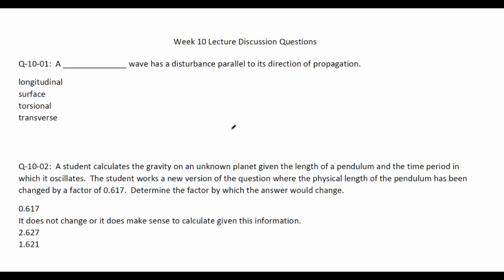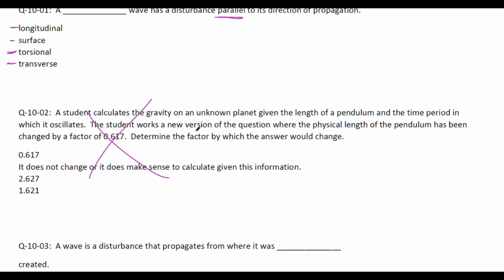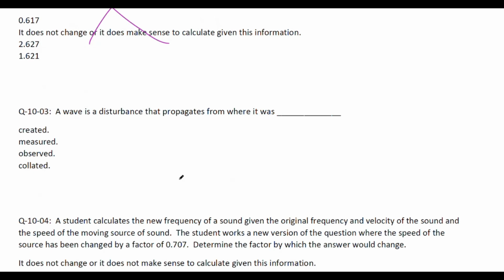Now, some things that you don't have to worry about on the final exam are the factor questions and anything that requires direct calculation or remembering a formula. So you're not going to see something like this, but it might be entirely reasonable that you need to know the difference between a longitudinal wave, transverse wave, torsional, which means twisting, and surface, like across water. So, again, that's fair. Similar to here, short definition, short answer, that's reasonable.